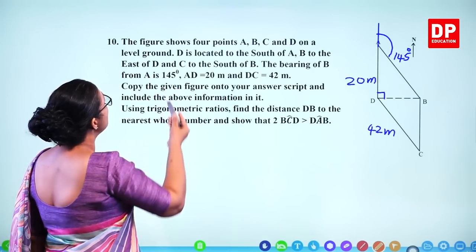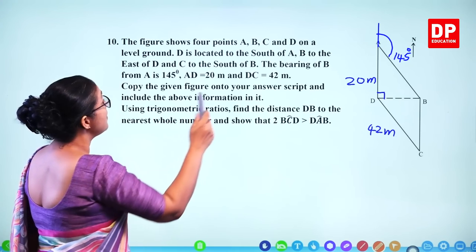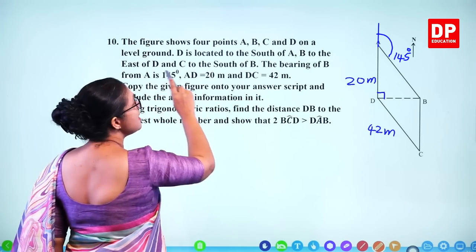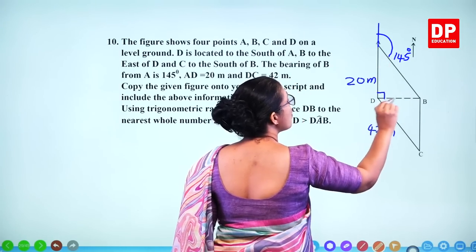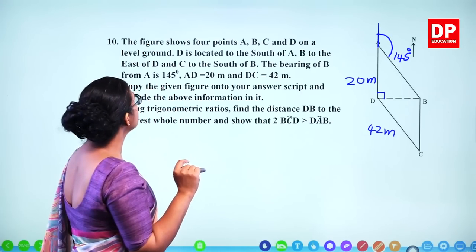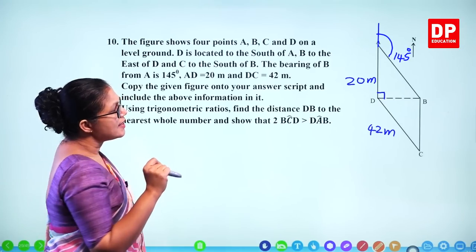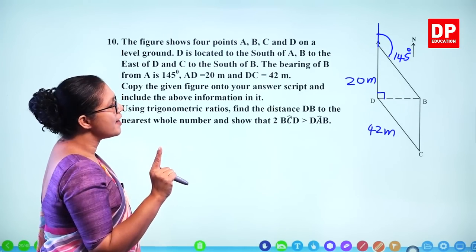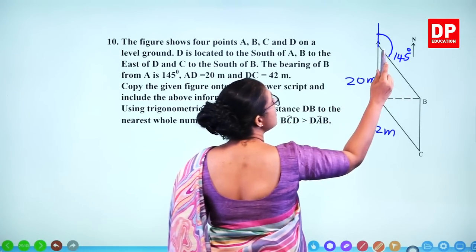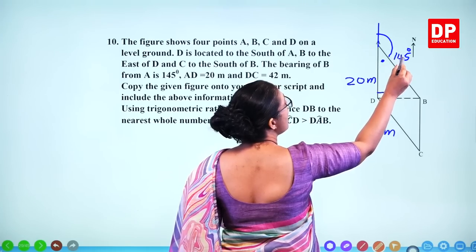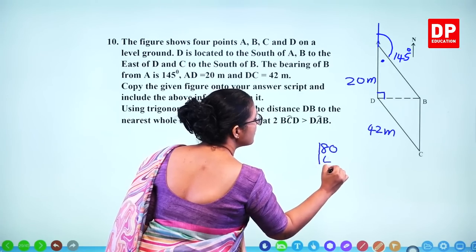Because on the same level ground, D is located to the south of AB. And then it says B to the east. So this is vertical, this is horizontal, this is 90 degrees. And what is the suitable trigonometric ratio to find out DB? DB, we can find this angle, 180 minus 145.